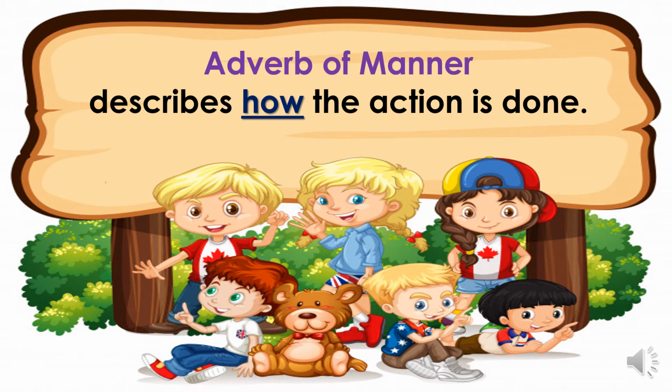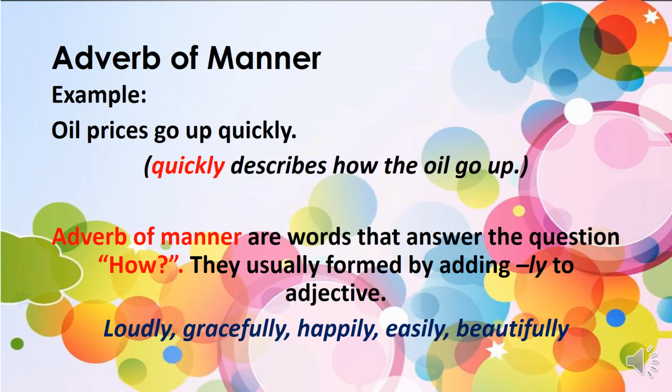Adverb of manner describes how the action is done. Example, oil prices go up quickly. The word quickly describes how the oil goes up. Adverbs of manner are words that answer the question how. They are usually formed by adding ly to the adjective. Loudly, gracefully, happily, easily, and beautifully are examples of adverbs of manner.